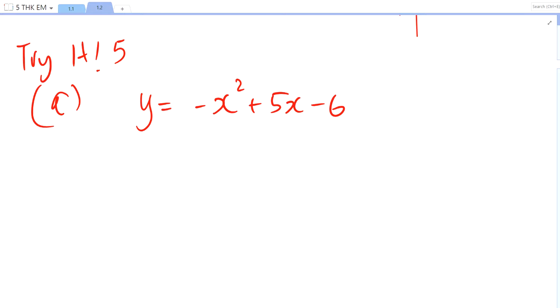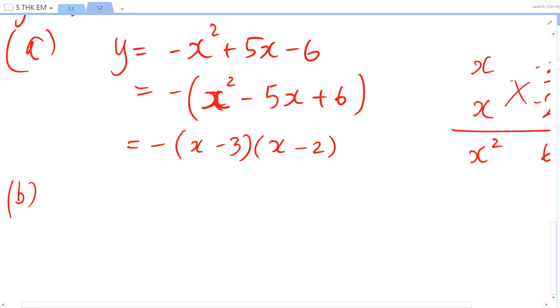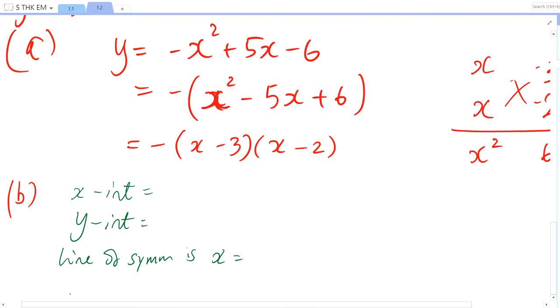Factorize this. Okay, so we need to find the x-intercept, y-intercept, line of symmetry is x equals to something, turning point equals to something. We fill in the blanks.